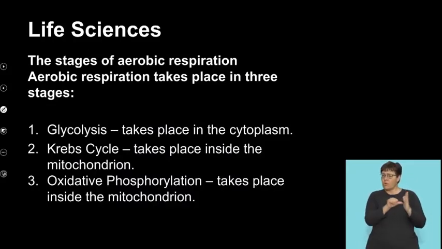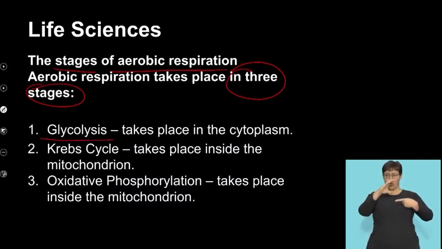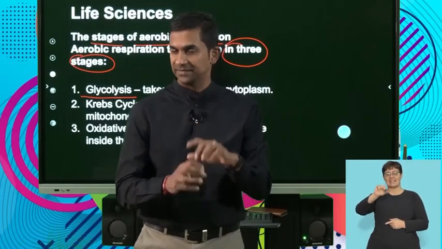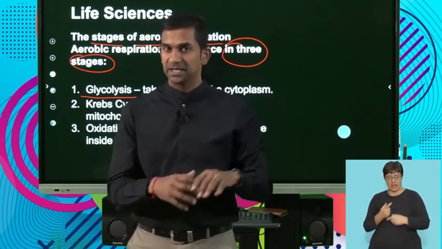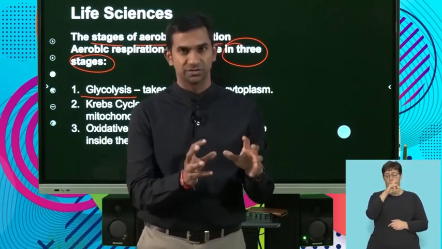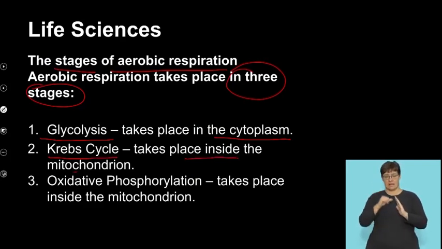So guys, it's important that we remember that the stages of anaerobic respiration take place in 3 separate stages. The first step is called glycolysis. I often try and emphasize this by saying glycolysis, and that happens to remind me of what it does. So lysis is splitting up, and glyco refers to the glucose. So try and remember it that way. So this takes place in the cytoplasm. The second stage is called the Krebs cycle, and this takes place inside the mitochondria.